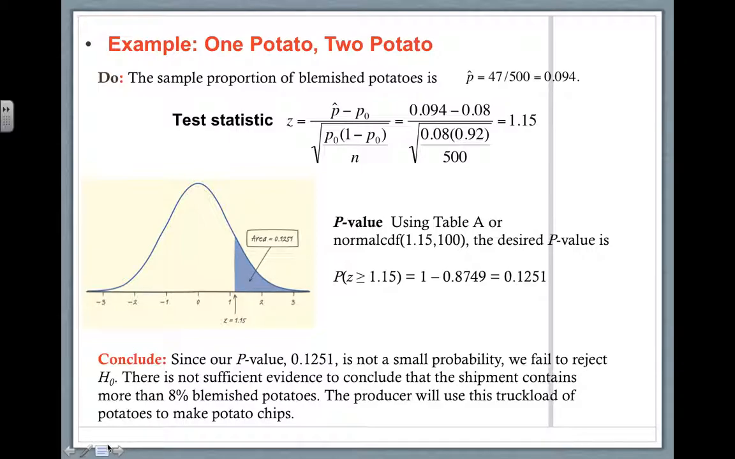Your evidence is not strong enough to conclude that there's more than 8% blemished potatoes. There might be, but your evidence doesn't show it. So you're going to fail to reject. Don't accept it, but just fail to reject it.